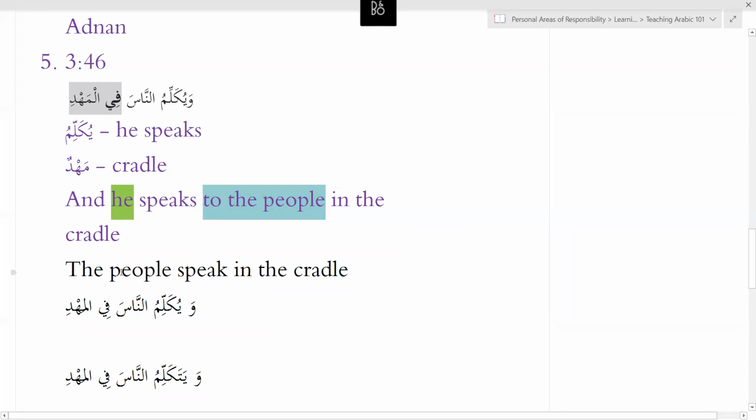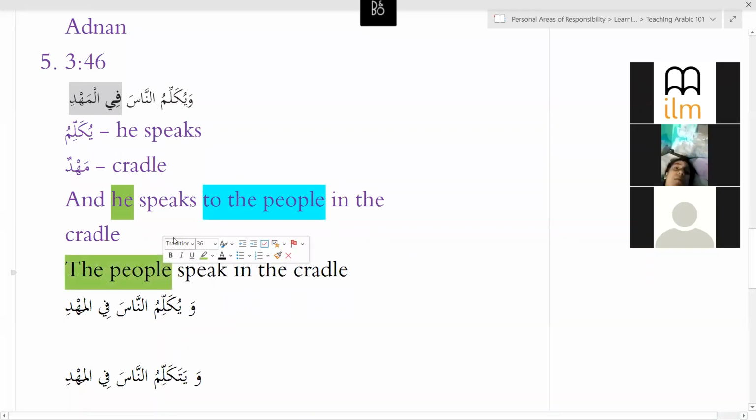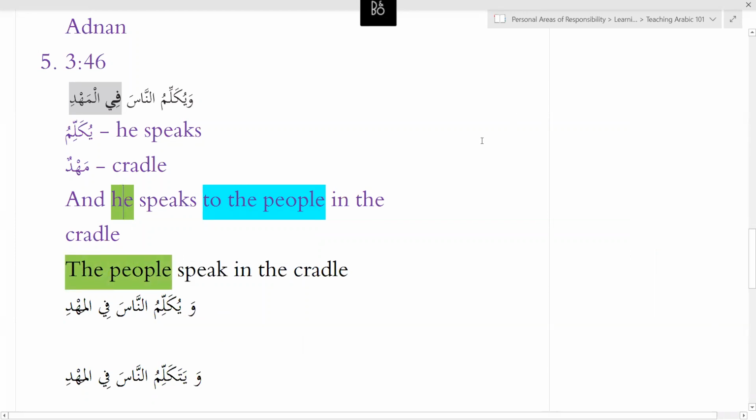Here, who is the subject? The people speak in the cradle. People is the subject and the cradle is the object. Cradle is in the cradle, so that's the detail, okay? So that's where. Where is he speaking? He's speaking in the cradle. Now, here, he speaks, he is the subject. In the other case, the people is the subject.